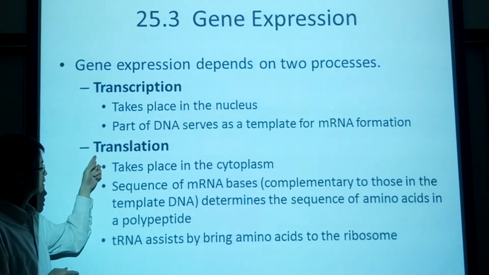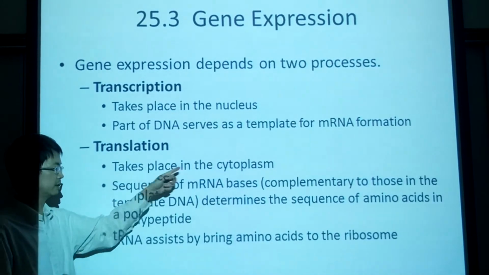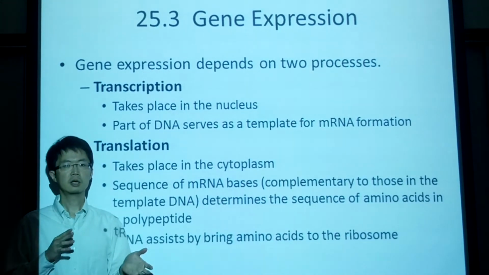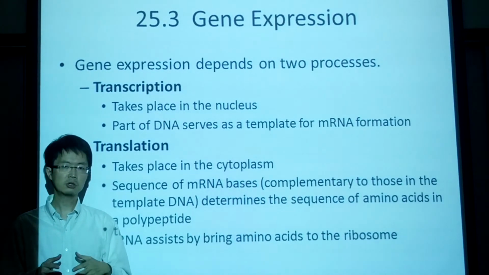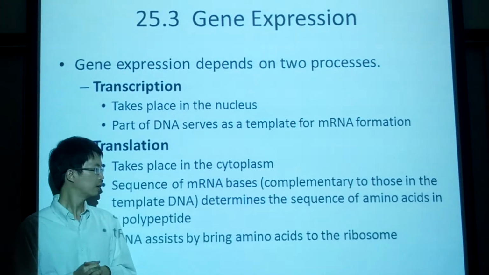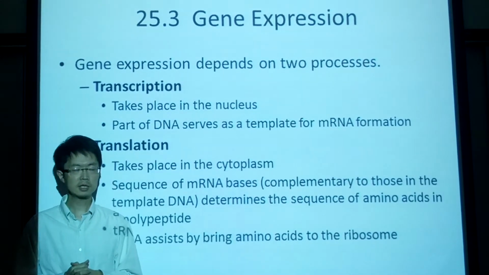And now, the second step is translation. Translation takes place in the cytoplasm. So what does translation do? It converts the messenger RNA into a protein, or you can call it the polypeptide. Polypeptide is basically the primary structure of protein.